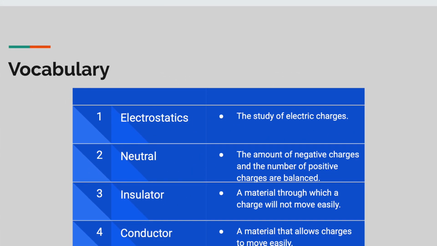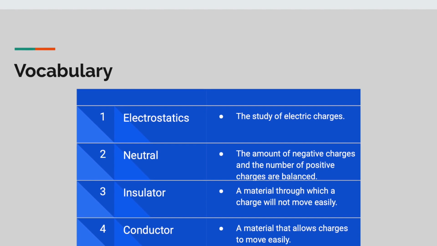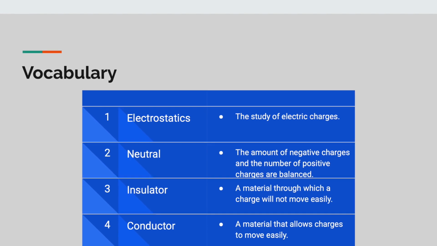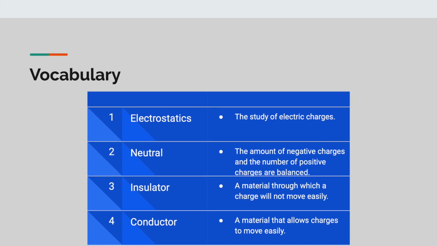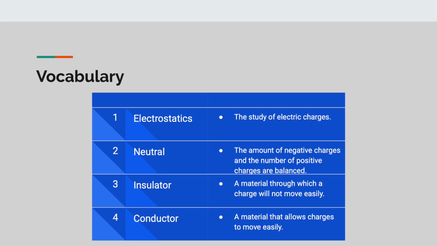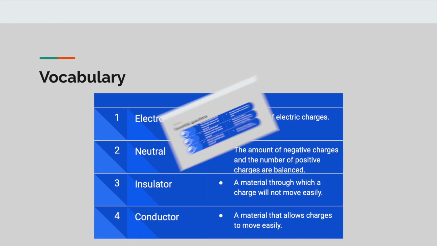Here are some vocabulary for the electric charge. Electrostatics is the study of electric charges. Neutral is the state when the amount of negative charges and the number of positive charges are balanced. An insulator is a material that won't allow charges to move through it easily, while a conductor is a material that will allow charges to move through it easily.